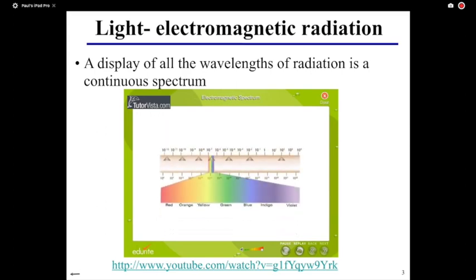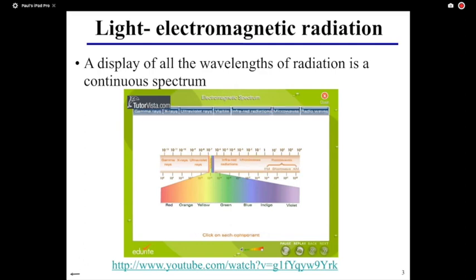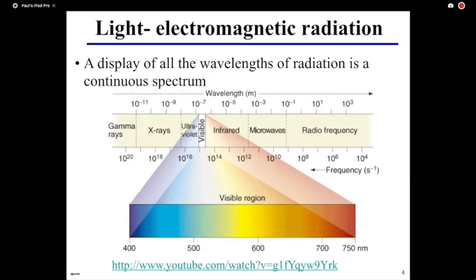Displayed here is the electromagnetic spectrum. Click on the arrows to view the components of the electromagnetic spectrum. So on one end, there's gamma rays, followed by X-rays, followed by UV light, followed by visible light, followed by infrared, followed by microwaves, and then all the way at the end, radio waves. And so all of these energies, from gamma rays all the way to radio frequencies, are exactly the same in terms of they are energies.